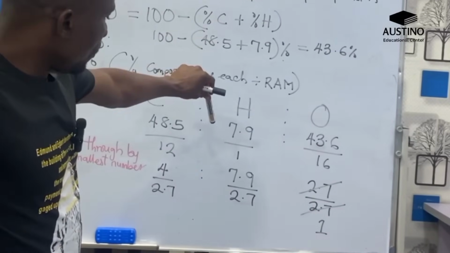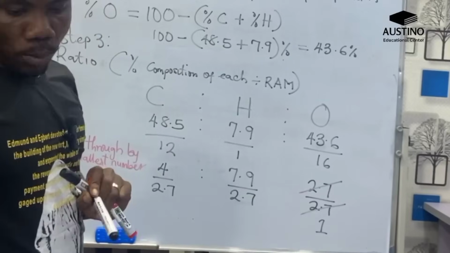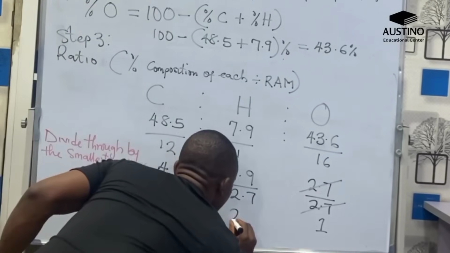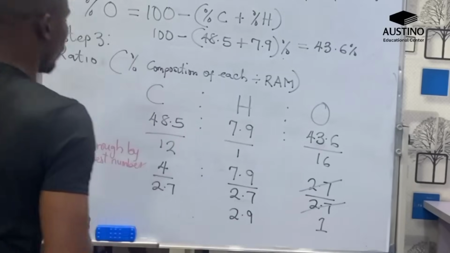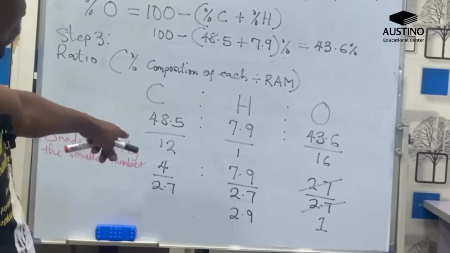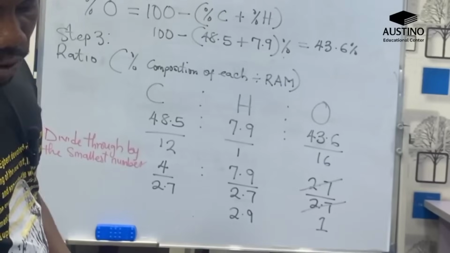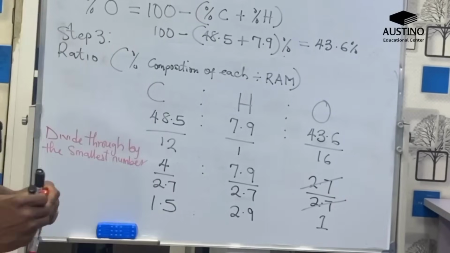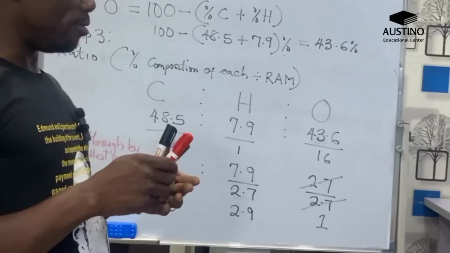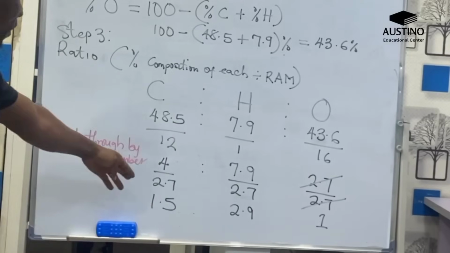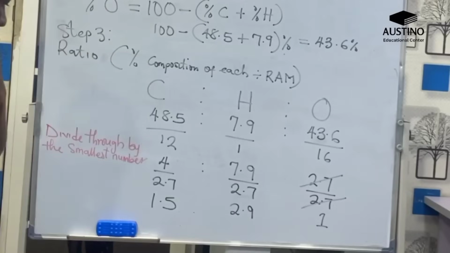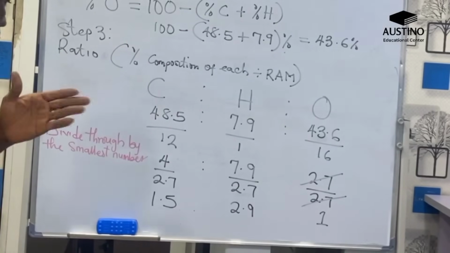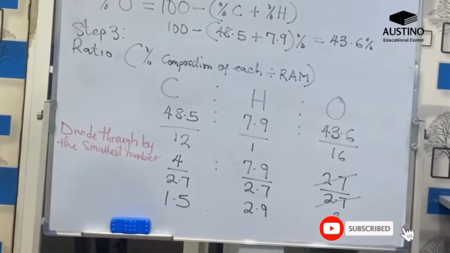And then 7.9 by 2.7, we are going to have 2.9. And then of course, 4 by 2.7, we have 1.5. Very important. That's why you must be very delicate in making the choice. So we still have fractions there.